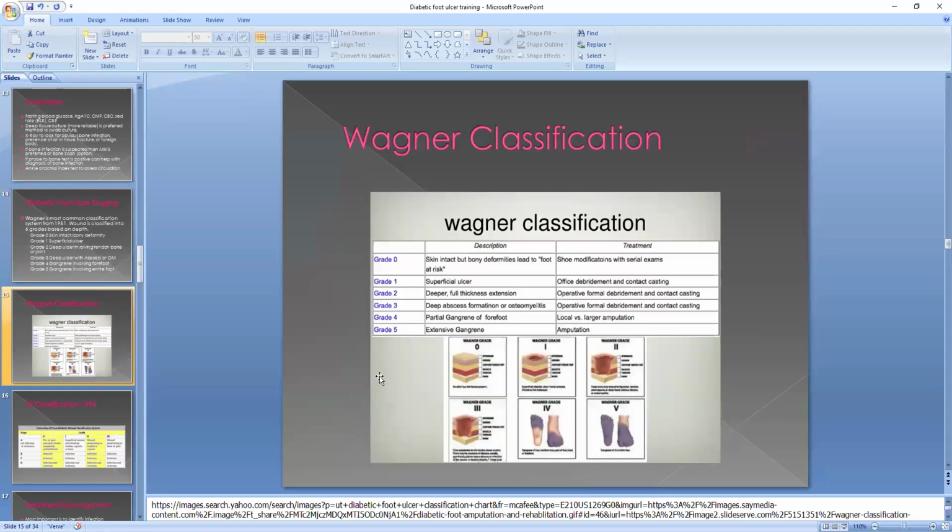And then here are some pictures to go with what I'm talking about and how they manage it. You see the grade 0 down here. There's no skin breakdown. Here there's a little more breakdown. Here it's all full thickness. And then the 3 gets down to the bone. And then the 4 and the 5.